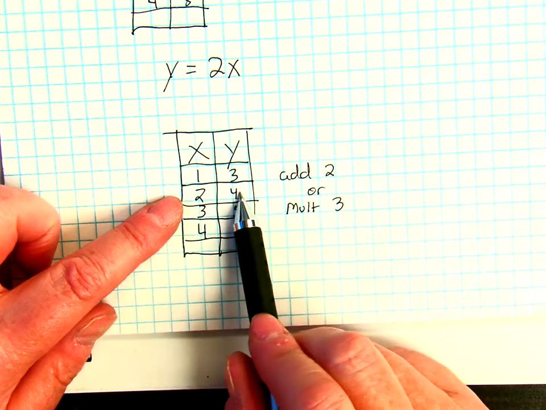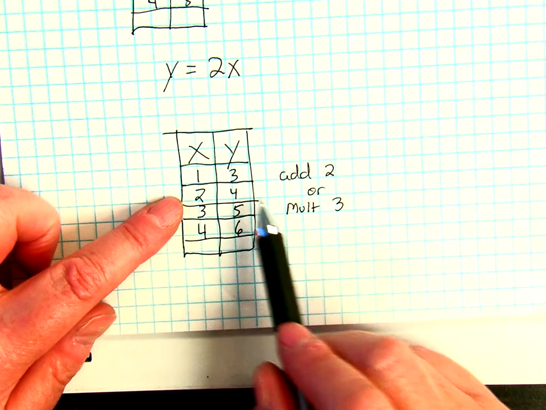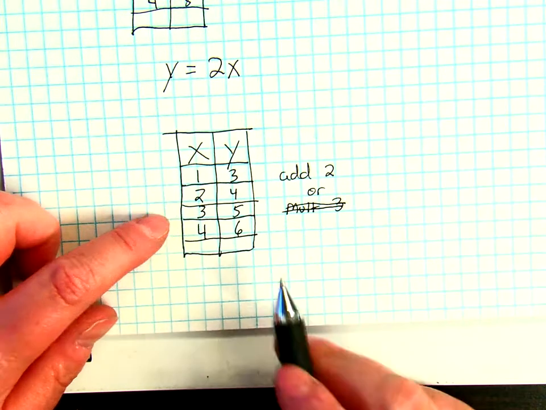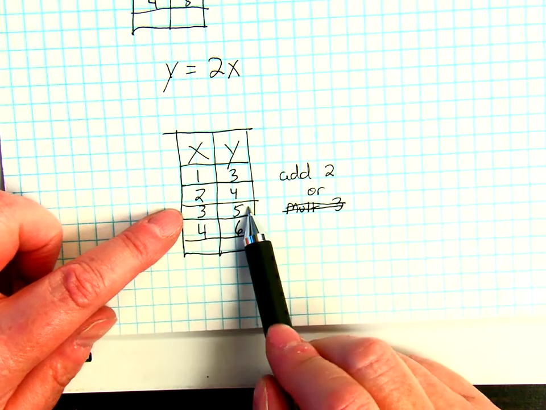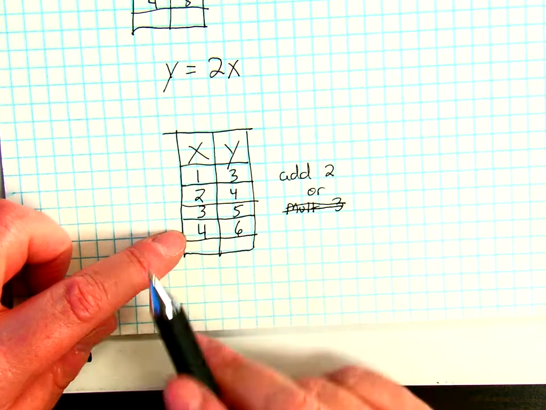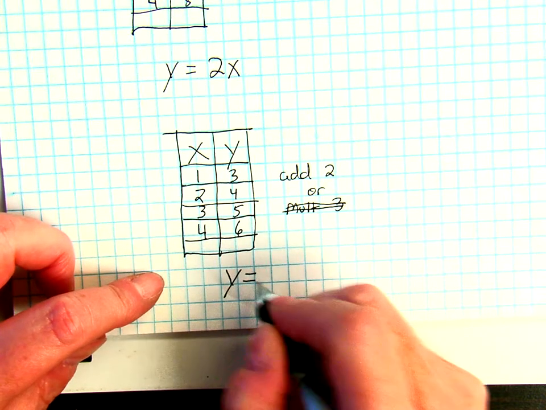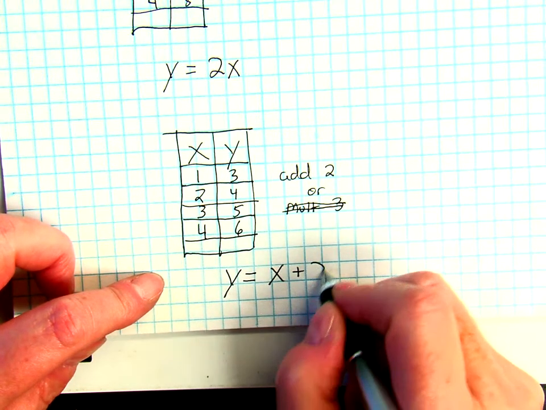2 plus 2 is 4. 2 times 3 is 6. So we know that that one is off the table. Okay? 3 plus 2 is 5, and 4 plus 2 is 6. So we know that this one is y equals x plus 2.